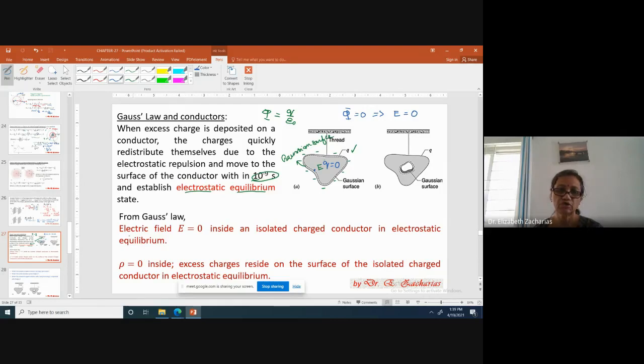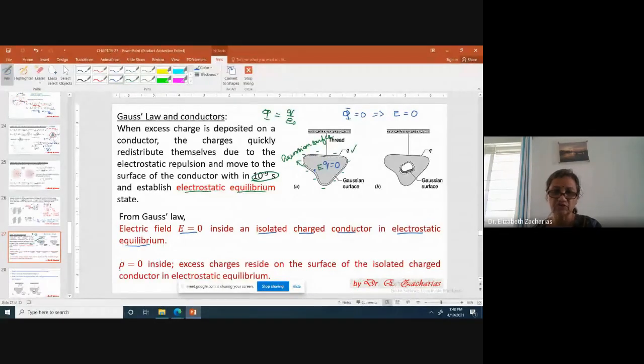So you can conclude that electric field is equal to 0 inside an isolated charged conductor which is in electrostatic equilibrium. Please remember this. This happens only after electrostatic equilibrium is achieved. They go and sit on the surface. Once they are sitting on the surface, there is no charge inside. Therefore, at any point, you take smaller and smaller Gaussian surfaces and see at every point of these Gaussian surfaces, electric field will be zero because charge enclosed is zero. So that is one of the outcomes of electrostatic equilibrium.